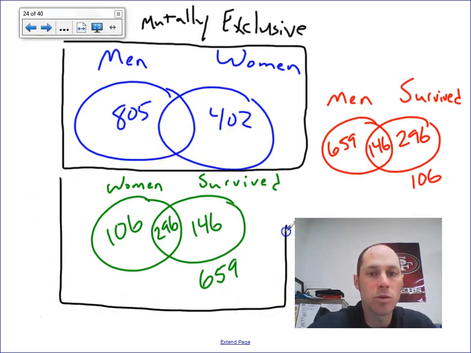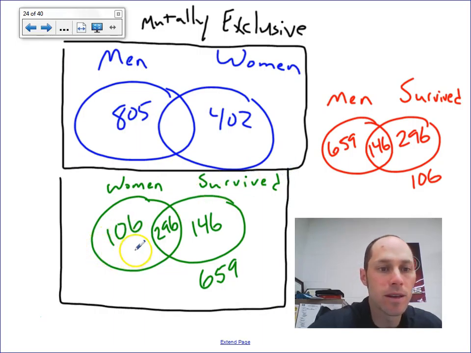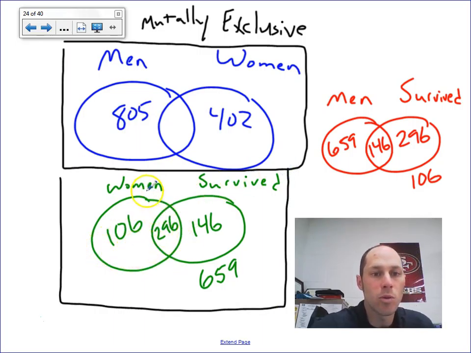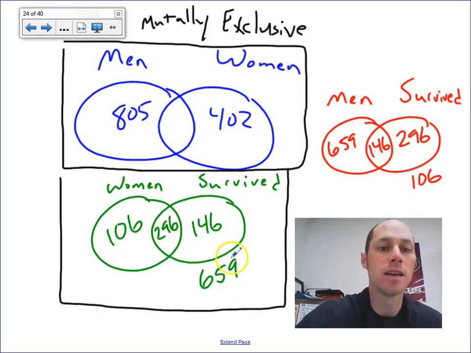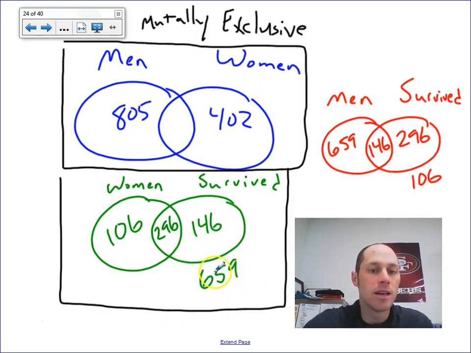Okay, the next one we looked at was women versus those who survived. We see there's 296 that were both women and survivors. So here we have some overlap. So these are joint. There's 146 that survived but were not women, 106 that were women that did not survive, and 659 that were not women and did not survive. Okay, so we can say 659 were out of the 1207 were those who were not women and did not survive.